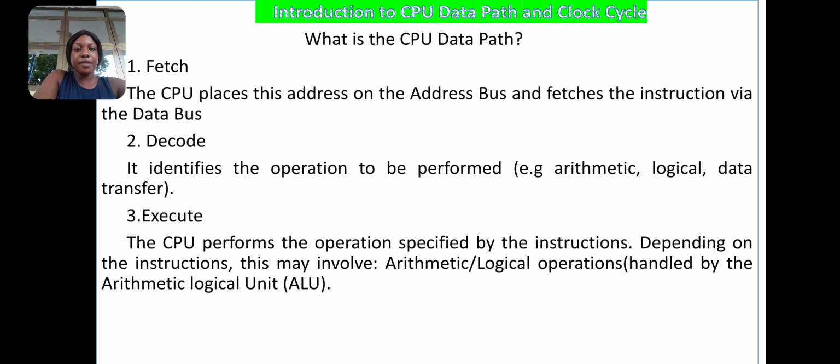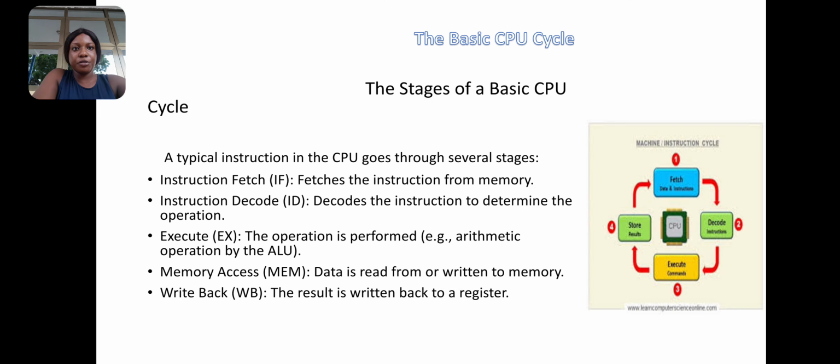So we have the fetch, and the CPU places this address on the address bus and fetches the information via the data bus. Aside from that, we have the decode, and the decode is to identify the operation to be performed, and these operations involve arithmetic, logical, and data transfer. We also have execute, and the execute in the CPU performs the operations specified by the instruction. Depending on the instructions, it may involve arithmetic logical operations, which is handled by the arithmetic logical unit, that's the ALU. Also, we now proceed to the stages of a basic CPU.